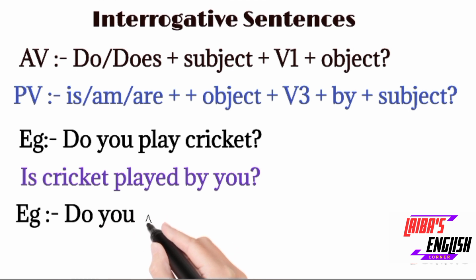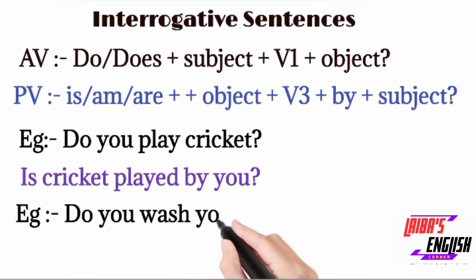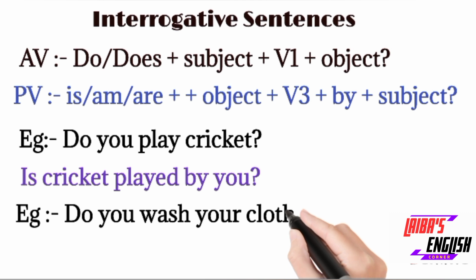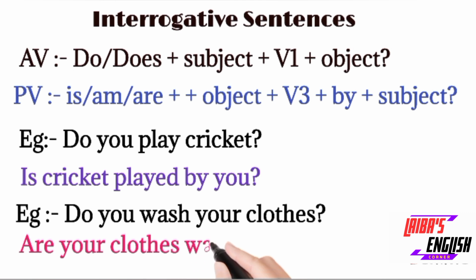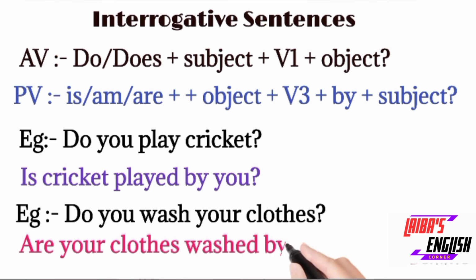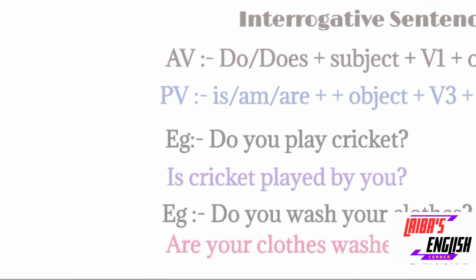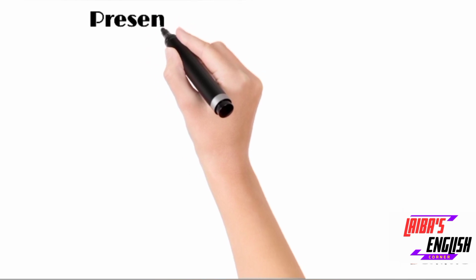Now we will move toward the next example to make your concept even more clear. I think you are confused here in the interrogative sentences. Do you wash your clothes? So here clothes is an object. Is clothes singular? No, that's plural. So are clothes. If the cloth is singular, we will use is. If the cloth is plural, like cloths, we will use are with it. Are your clothes washed, third form, washed by you? So this is the proper way of making the interrogative sentences of simple present tense. I hope you are clear till now.